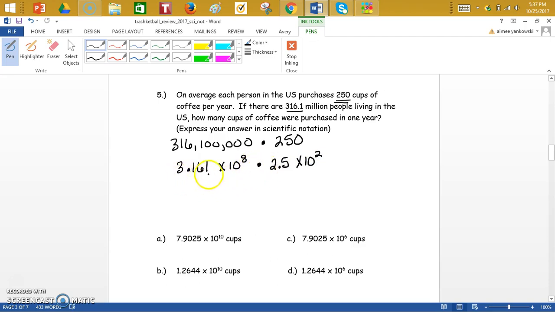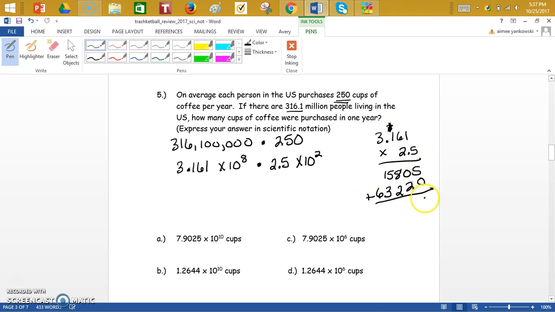When we're multiplying in scientific notation, we just multiply our first factors together. 3.161 times 2.5. 5 times 1 is 5. 5 times 6 is 30. Put down a 0, carry a 3. 5 times 1 is 5, and 3 more is 8. 5 times 3 is 15. Put down a 0. 2 times 1 is 2. 2 times 6 is 12. Put down a 2, carry a 1. 2 times 1 is 2, and 1 more is 3. 2 times 3 is 6.